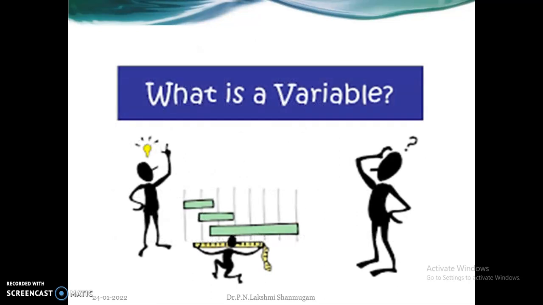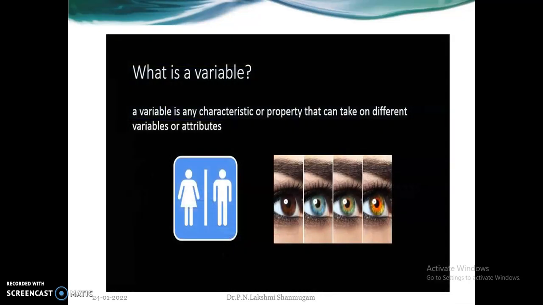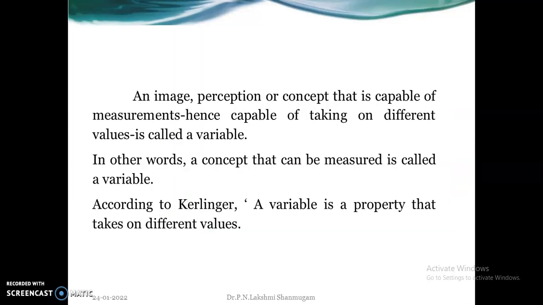What is a variable? A variable is any characteristic or property that can take on different values or attributes. An image, perception or concept that is capable of measurement, hence capable of taking on different values, is called a variable. In other words, a concept that can be measured is called a variable. According to Kerlinger, a variable is a property that takes on different values.